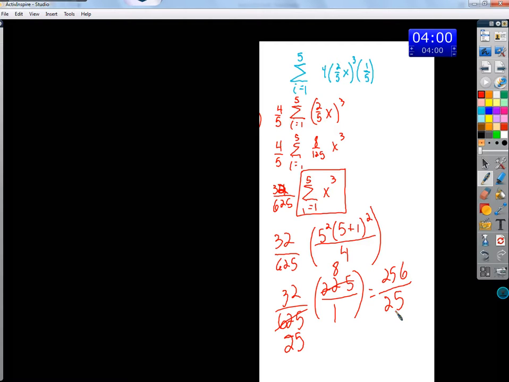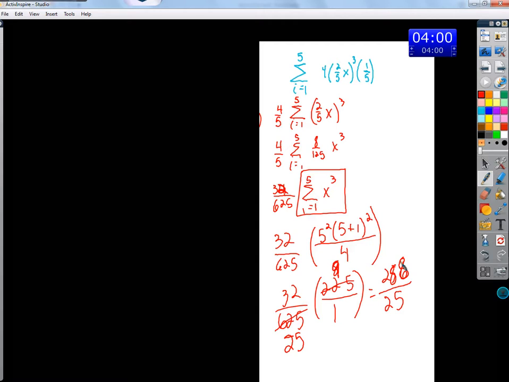Oh, wait. 225 divided by 25 is 9, not 8. So we need to multiply 32 by 9. 288 over 25. There we go. Okay, so we did do it right. I thought I was crazy. Somebody lied.